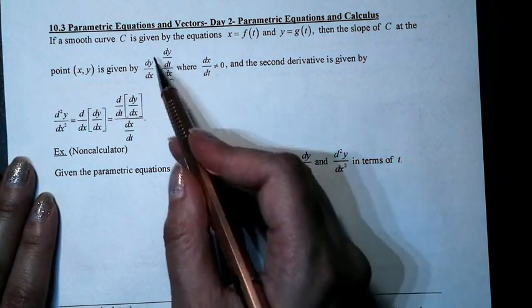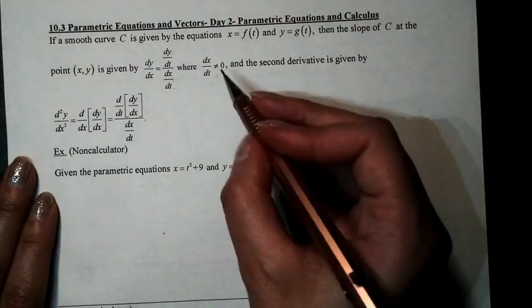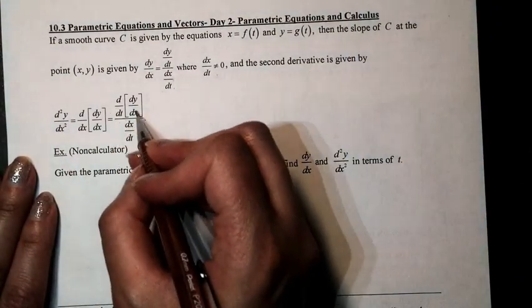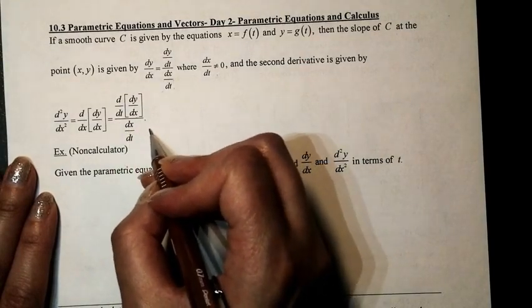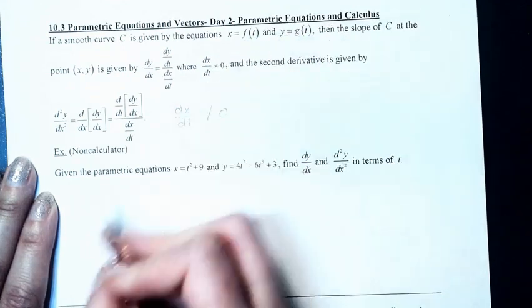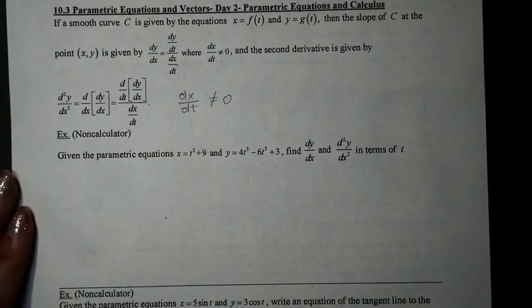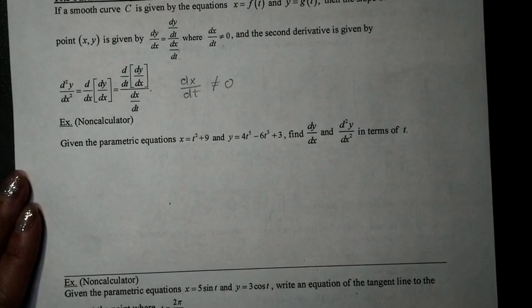If it's equal to 0, you know that this is going to be undefined, meaning it's not differentiable there, okay? The second derivative is given by the situation. As well, you need to have the condition that dx/dt needs to be different than 0, otherwise it's not going to be differentiable twice there. Okay, so let's apply this formula so you can see that it's pretty simple.